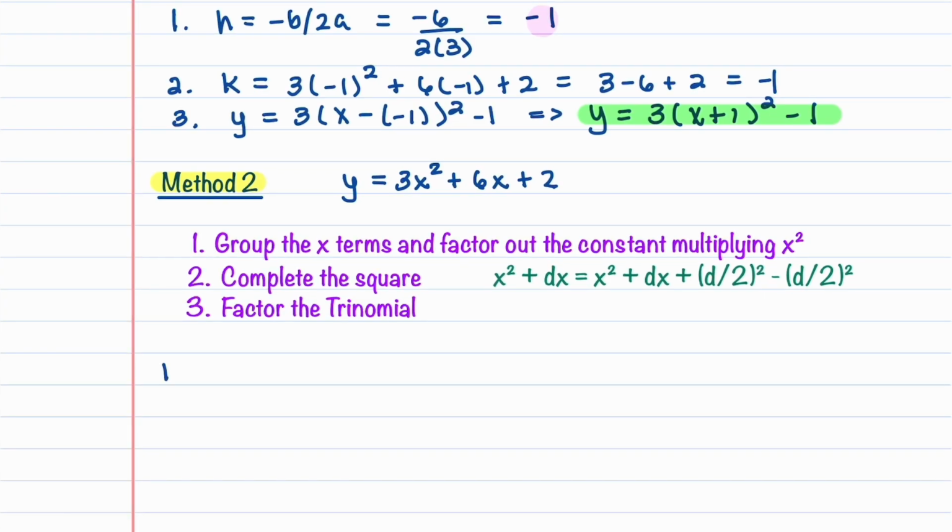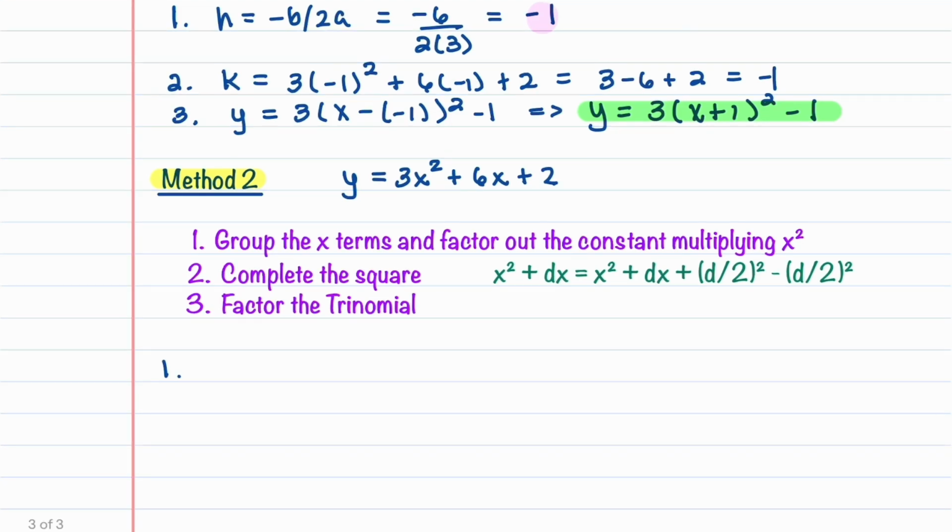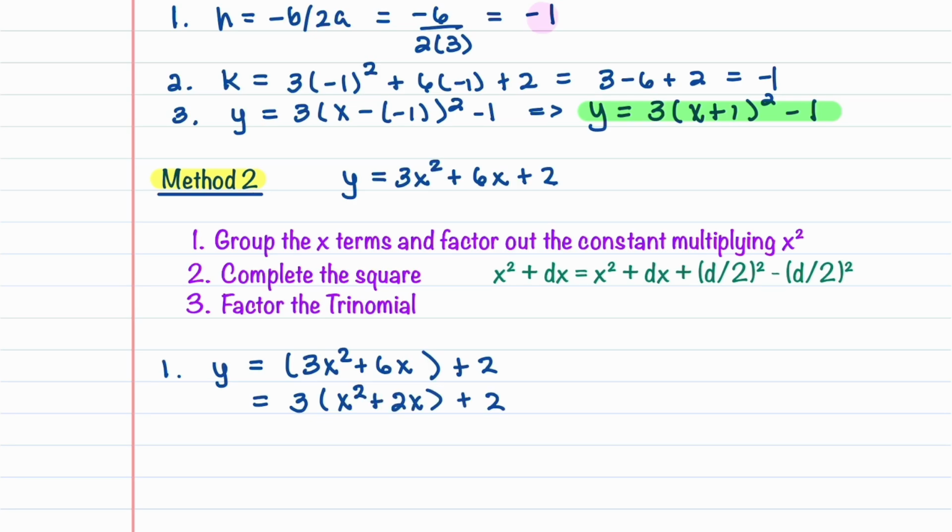Here we go. Our first step is that we're going to group the x terms together and factor out the constant term that multiplies x squared. This gives us y is equal to 3x squared plus 6x, grouping the x terms together, plus 2. And then now we can factor out the constant multiplying x squared. So this is 3 times x squared plus 2x, plus 2.